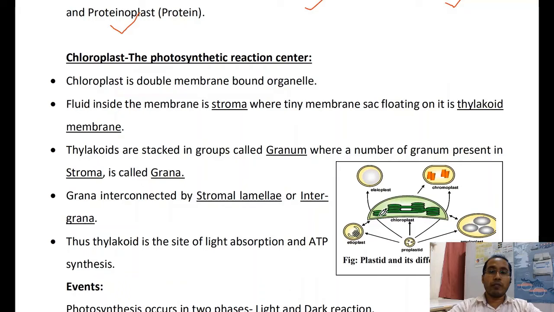So what is the thylakoid membrane? This is the thylakoid membrane where the fluids are situated. Thylakoids are stacked in groups called granum. You can see this whole part we call granum. One by one, granums are stacked together to make a thylakoid membrane, where a number of granum present in the stroma is called grana. Here you can see 1, 2, 3 different granum stuck together and forming a grana.